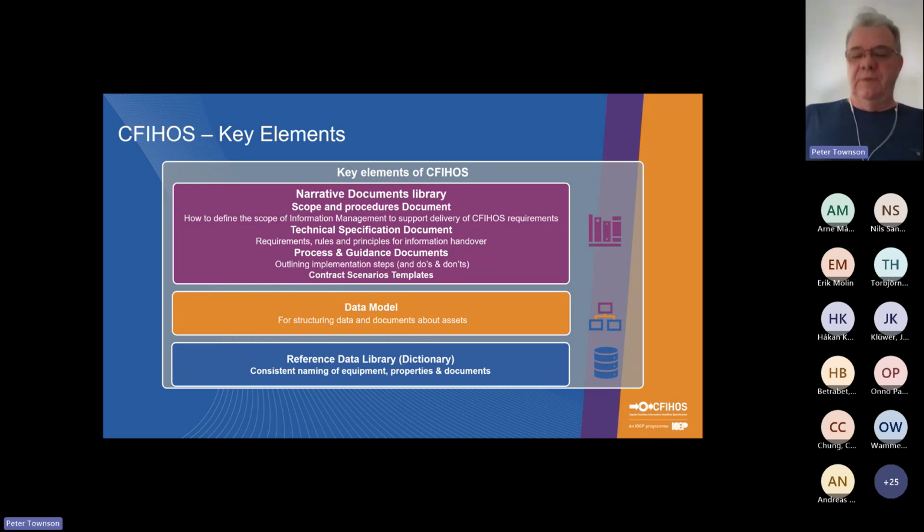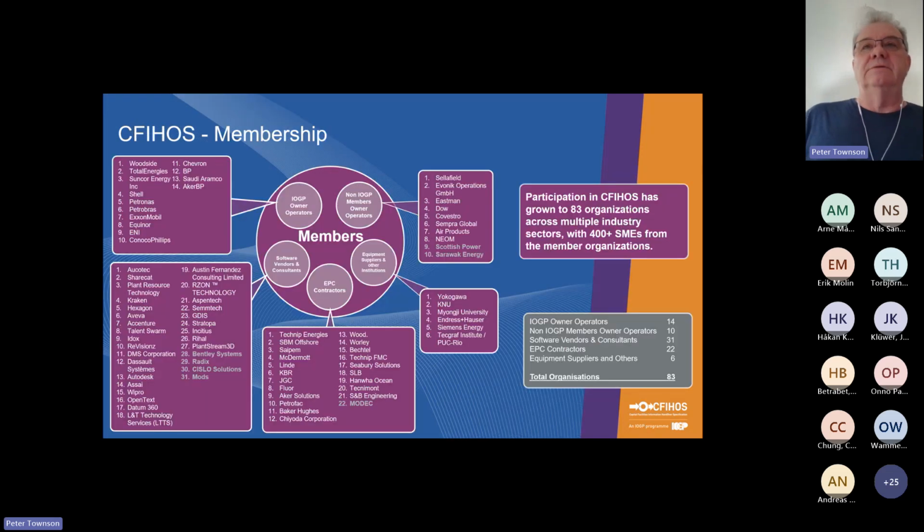Then just talk a little bit about our membership. So the CFIHOS membership is broken down into 5 membership groups, and those 5 membership groups are actually represented on our steering committee. I'll talk a little bit later about our governance, but predominantly the day-to-day governance of CFIHOS comes through the steering committee.